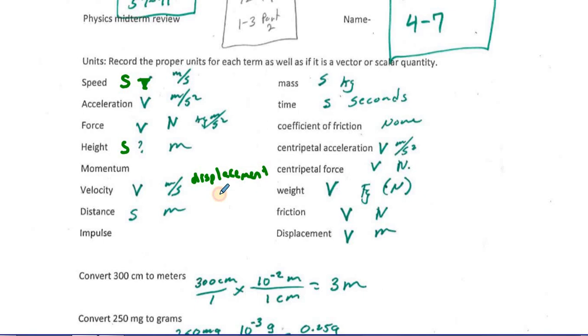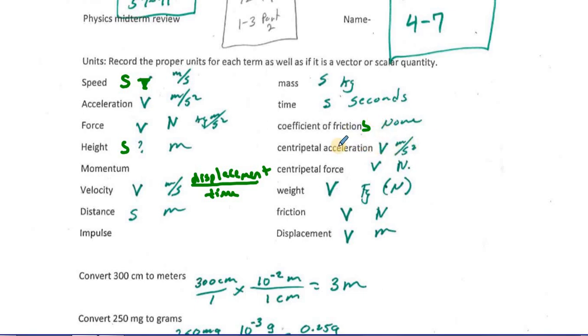divided by the time. Okay, so it's the vector displacement divided by the time. And like speed, its unit is meters per second. Distance is a scalar, nothing to talk about there. Mass and time are scalars. Coefficient of friction is a unitless number, so actually you can even add in here that it is a scalar.